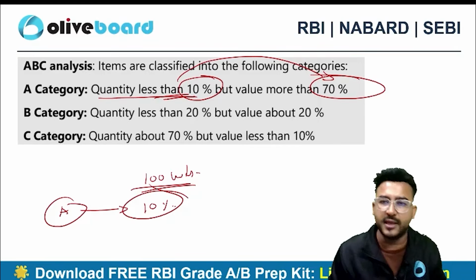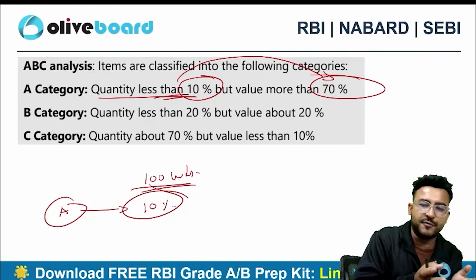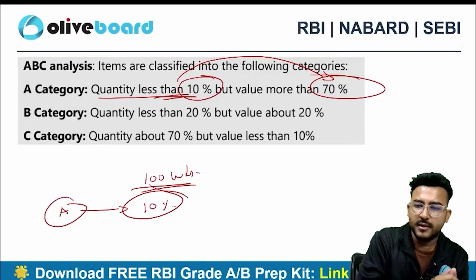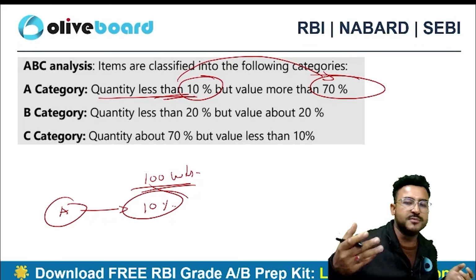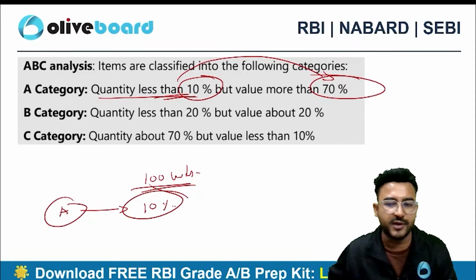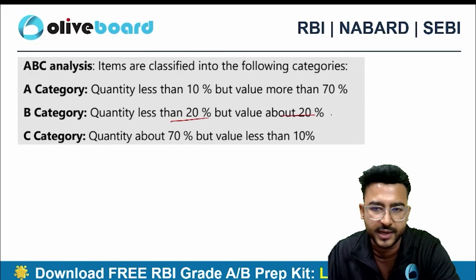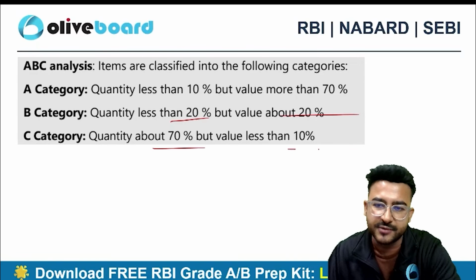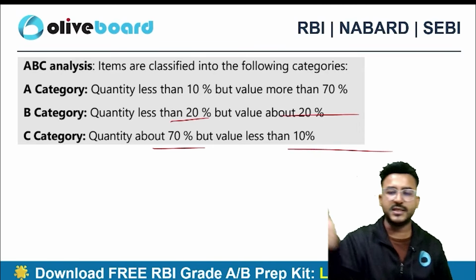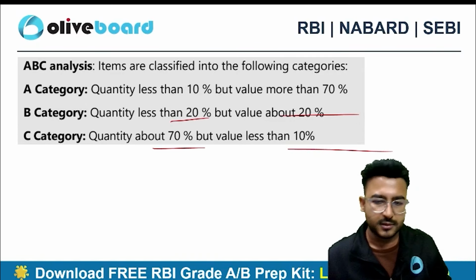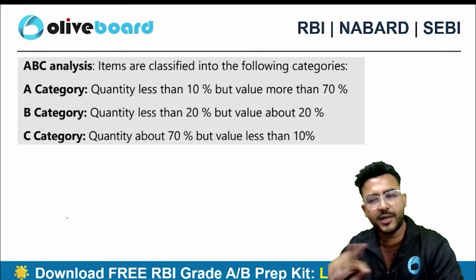That's the A category. It's absolutely niche: I have to keep a very less quantity of the category, but in value terms it is contributing more than 70% of the value. In B category, we have 20-20. In C category, we have 70-10. That's what ABC analysis is all about. We are just categorizing the inventories based on quantity and value analysis.